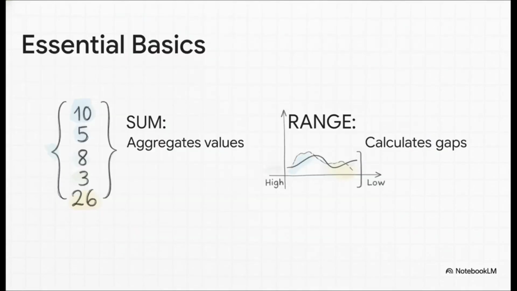Starting with the essentials, SUM is your go-to aggregation tool. Just type equals SUM, select your column, and boom, you've added up your sales figures. But take a look at range. Now, while this isn't a standalone native formula, calculating your data's range is a really fundamental concept. You just type equals MAX minus MIN for your selected cells. Together, these two form your basic baseline metrics.